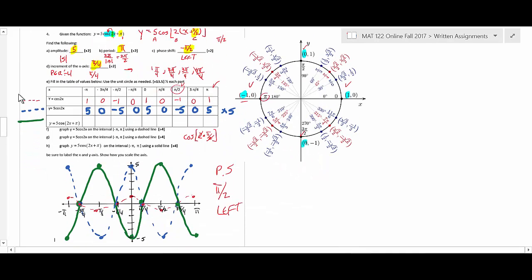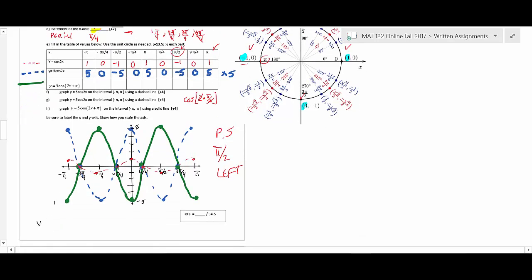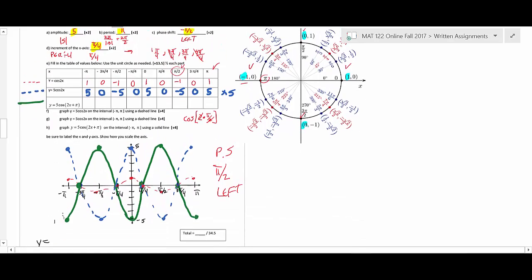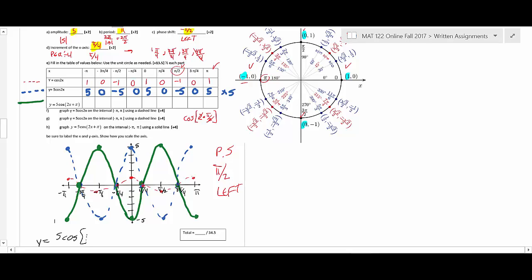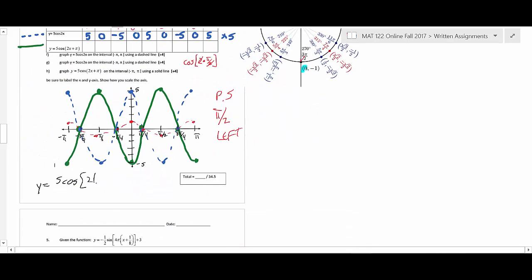I'm going to go way back to the beginning, to the factored form. There's a benefit to doing that. So we have y equals 5 cosine of 2 times x plus pi over 2. For simplicity, I'm just going to plug in negative pi over 2, just because it's easy. So you would have 5 cosine of 2 times negative pi over 2 plus pi over 2. Well, that's really going to be 5 cosine of 0. Cosine of 0 is 1, so 5 times 1 is 5.